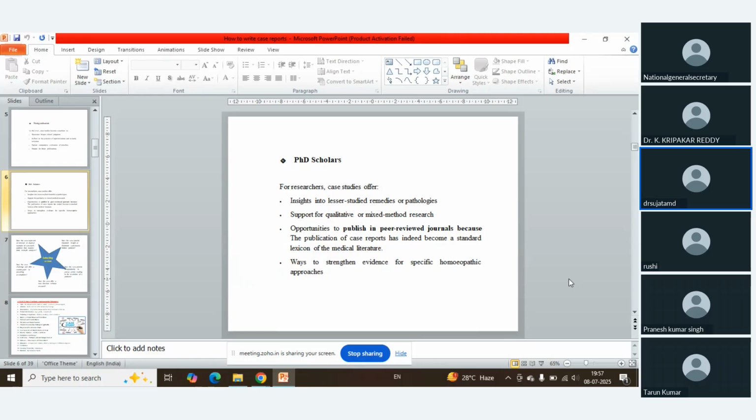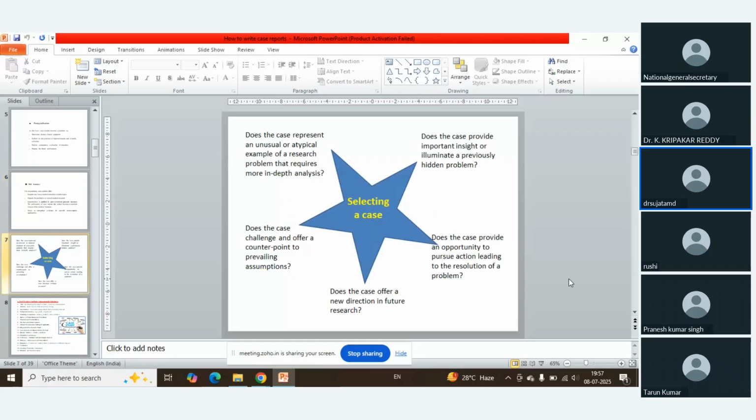So, how will we select a case for writing a paper? How will we select the cases? Which case will we write for the publication? Selecting a case includes the following criteria. For this selection, we will ask questions like, does the case represent an unusual or atypical example of a research problem that requires more in-depth analysis?